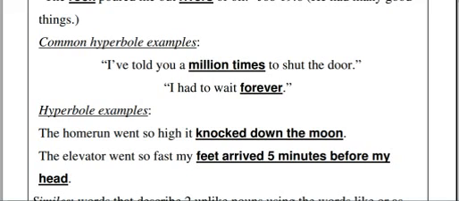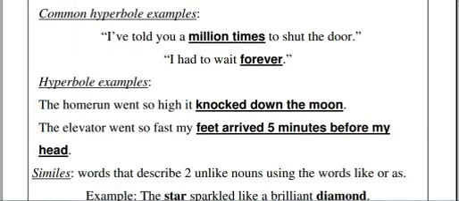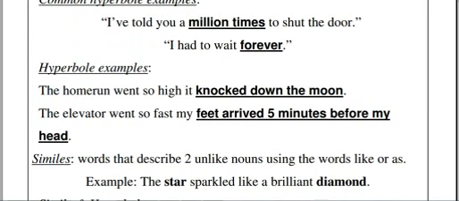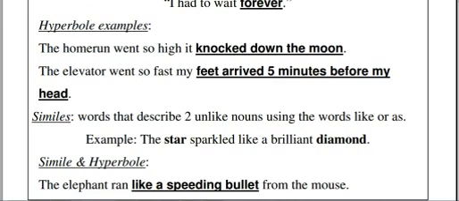Now, something that is also very easy to do, and it's done a lot, is you will take similes and blend them with hyperboles. But in this case, this is just talking about a simile, such as the star sparkled like a brilliant diamond. You have a star that's being compared to a diamond. Here is where you have a blend of a simile and a hyperbole. The elephant ran like a speeding bullet from the mouse. Elephants do not run at the speed of bullets, so this is basically impossible.